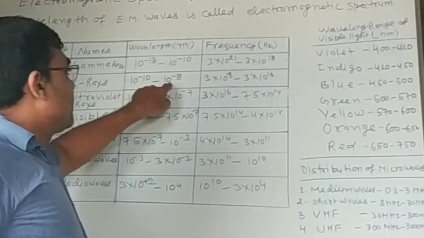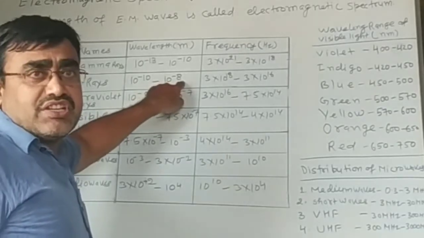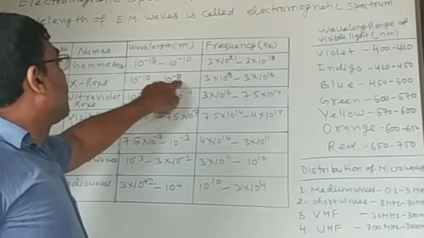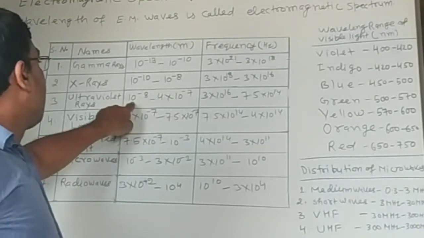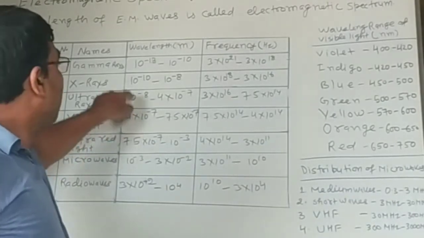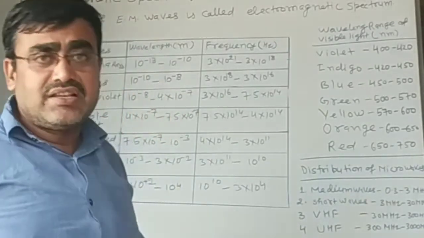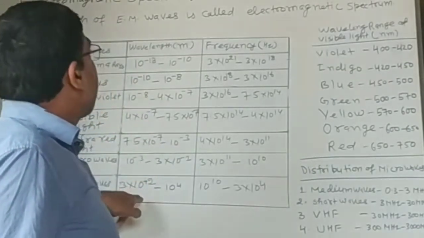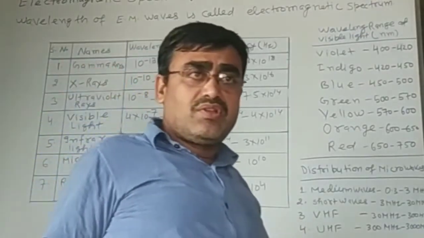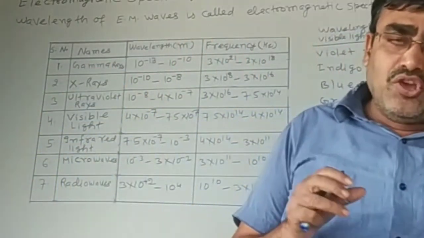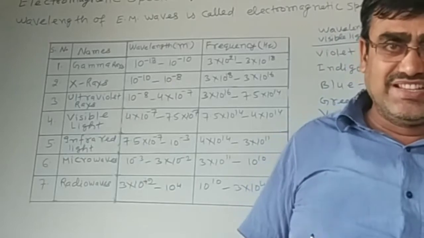The second limit of X-rays is 10 to the power minus 8 meter. This limit becomes the first limit of the ultraviolet rays. This rule is obeyed in both wavelength range and frequency range. This table helps you to learn both wavelength range and frequency range.